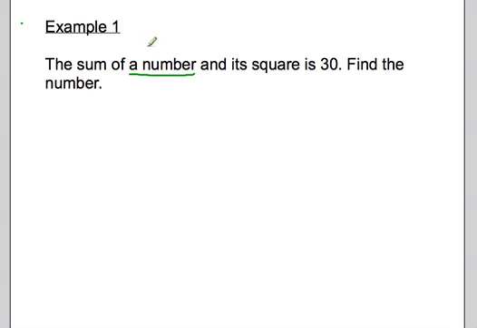So if we can call a number, we can just call it n. So the sum of a number and its square is going to be n squared. Now, "is" usually corresponds to an equal sign in your equation. So that's equal to 30. The sum of a number and its square is equal to 30. Okay, now firstly, let's write these in order.